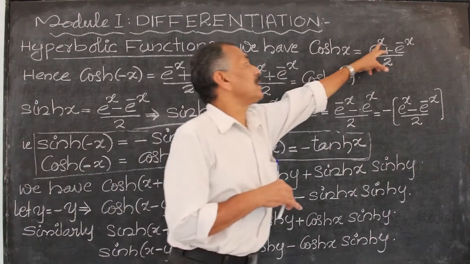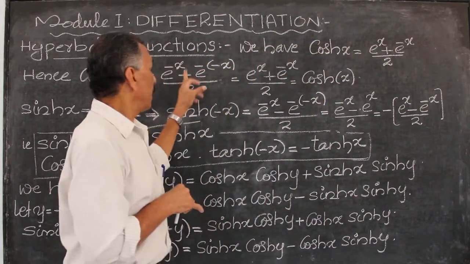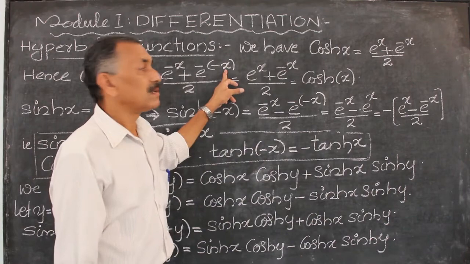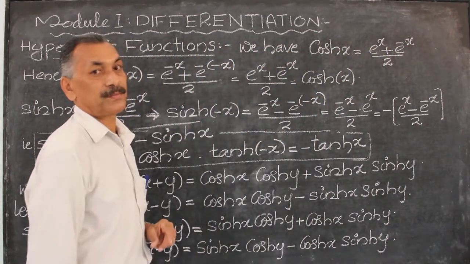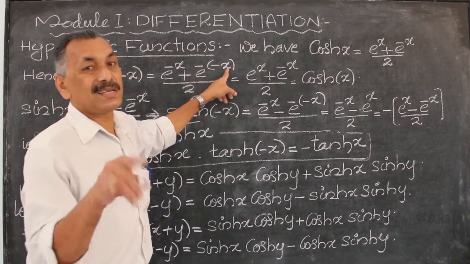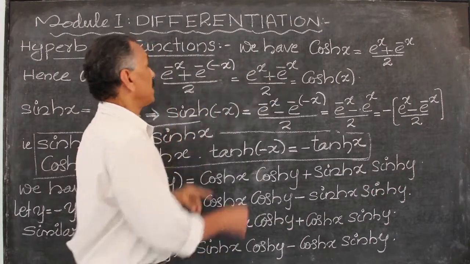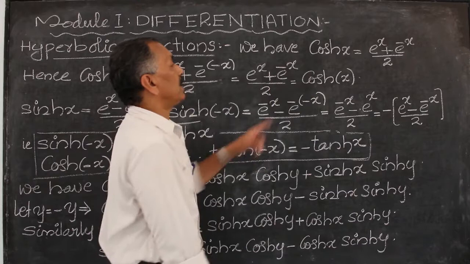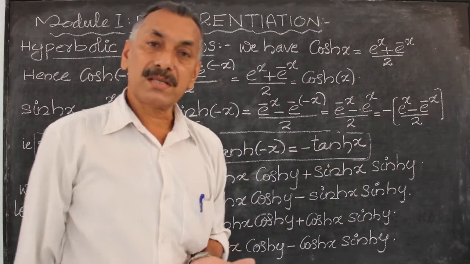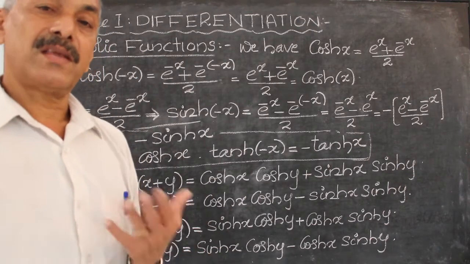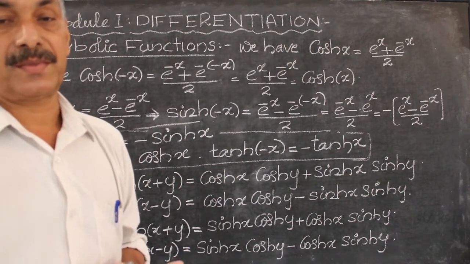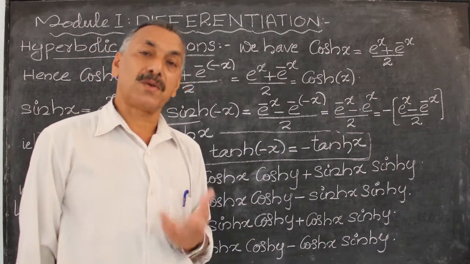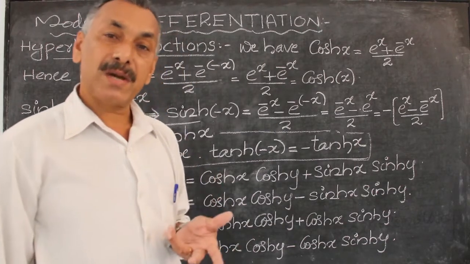That is, cosh(-x) is equal to (e raised to minus x plus e raised to minus of minus x) divided by 2. Minus of minus x becomes x. That is equal to (e raised to x plus e raised to minus x) by 2. Cos(-theta) is equal to cos theta; in the same way, in the case of hyperbolic functions, cosh(-x) is equal to cosh x.